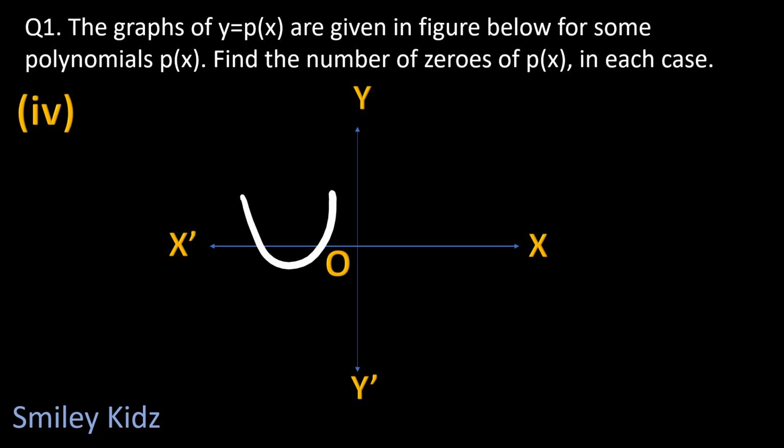Moving ahead, we have a small parabola. Now you observe, how many zeros do we have? We have 2 zeros. Here we have point 1 and point 2 which are intersecting the x-axis. So how many zeros do we have? We have 2 zeros.